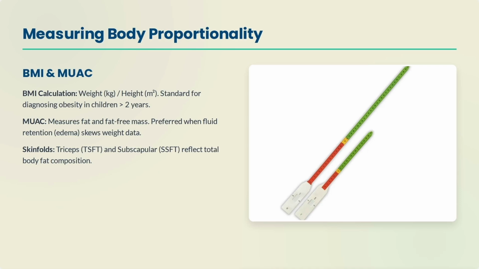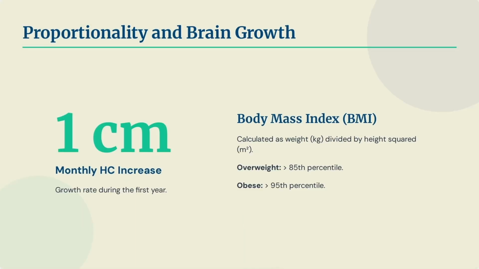Body mass index, BMI. BMI is a measure of proportionality and demonstrates how well a child's weight and height correlate with each other. It is calculated using weight in kg and height in meters, using the following formula: BMI equals body weight divided by height squared. BMI can vary based on age, gender, and pubertal stage and is used as the clinical standard for diagnosing obesity in children 2 years of age and older.